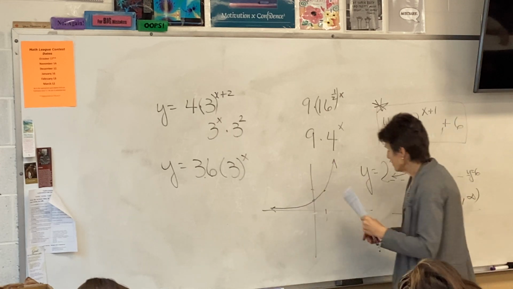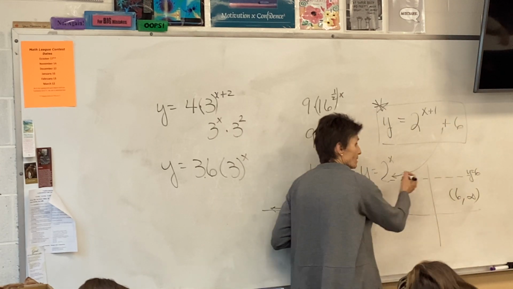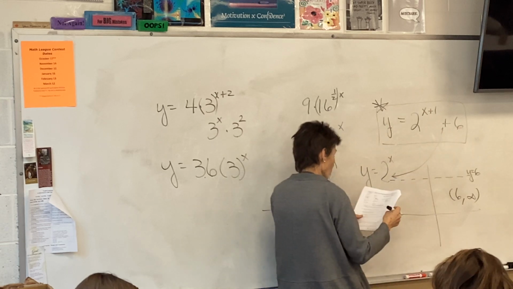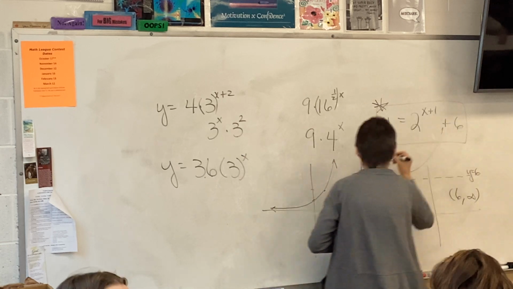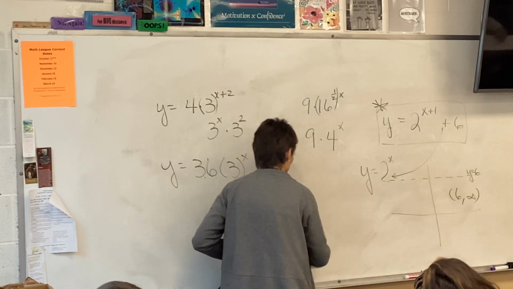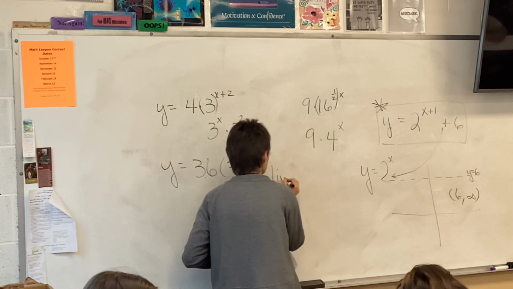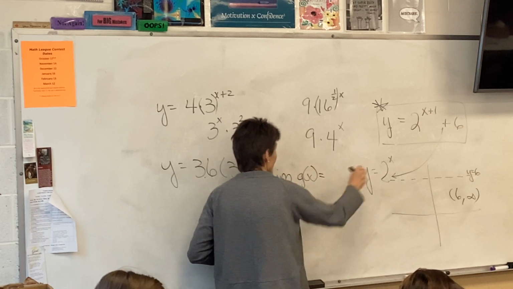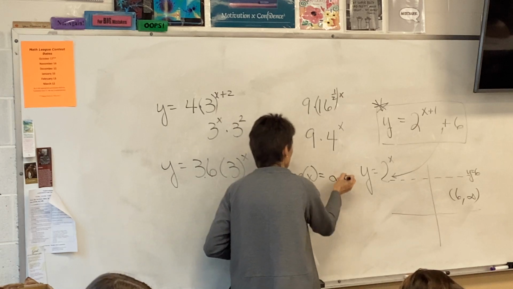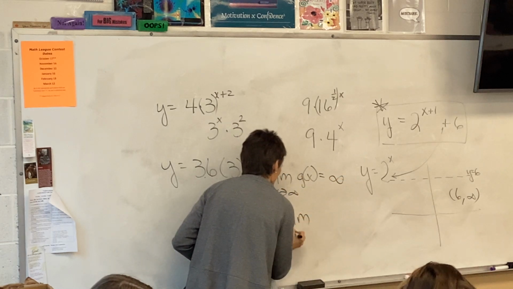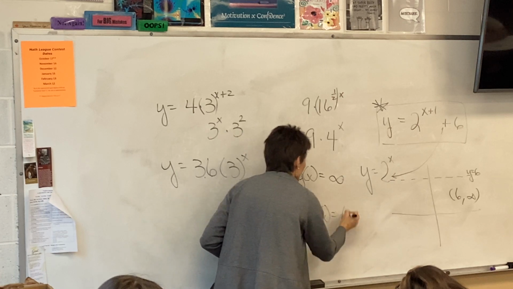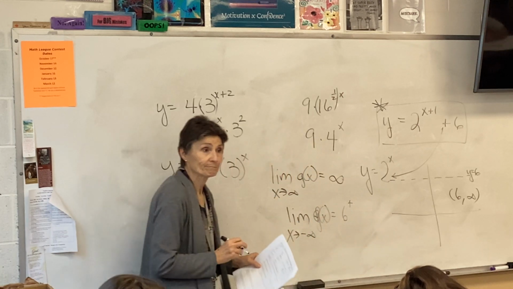How about the end behaviors? Now, I kind of rough sketched my picture here, but what is the limit as we approach positive infinity? In other words, what's the limit on the right side of your picture? Positive infinity. Infinity. How about on the left side of your picture? 6 from the top. 6 from the top? Perfect.